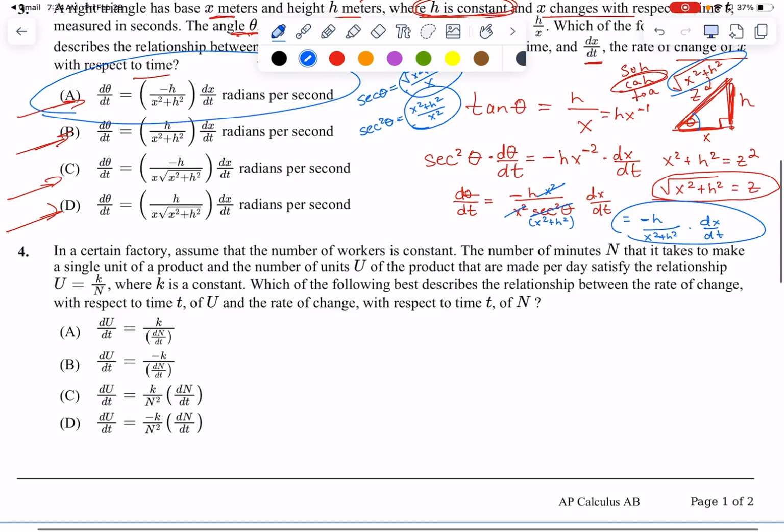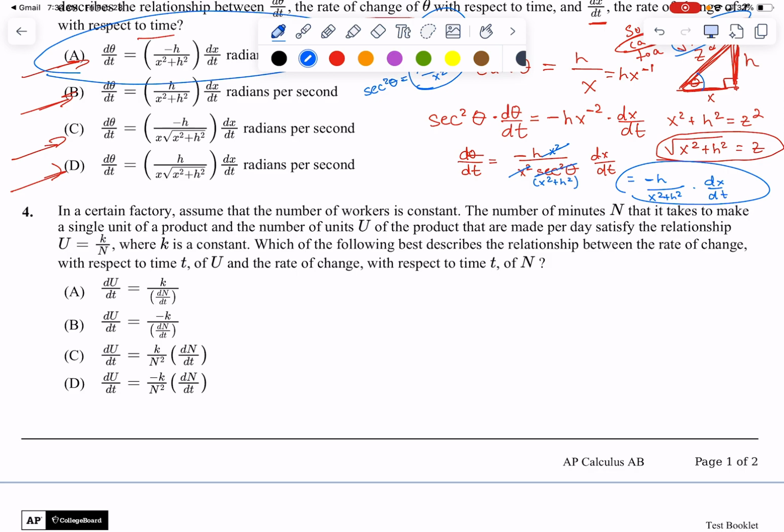All right, next one. Now they're going to kind of do a repeat. So the second time around, this should kind of solidify things. Again, I think the hardest thing is kind of reading through all this, right? In a certain factory, assume the number of workers is constant. The number of minutes it takes to make a single product and the number of units of that product that are made per day satisfy the relationship where U is equal to K over N. So again, what kind of a relationship? Inverse, where K is constant. We're assuming that K value is the number of workers, but I don't have to worry about that. K is whatever, it's constant.